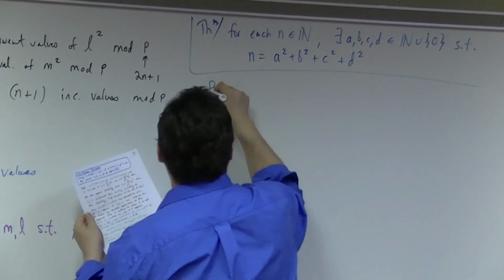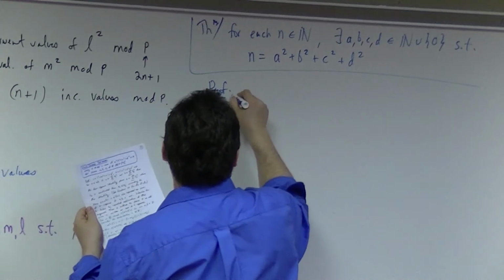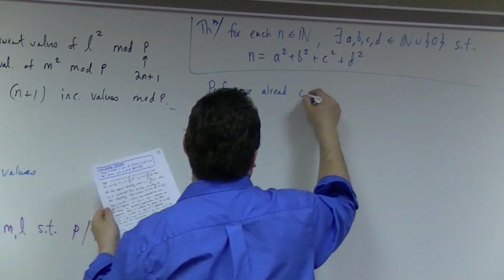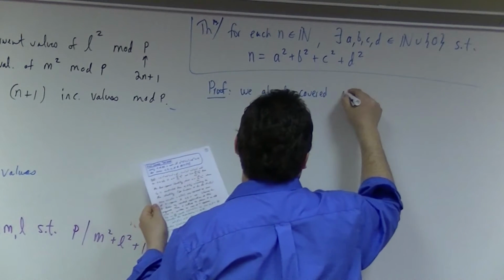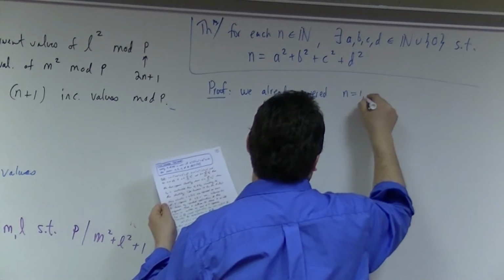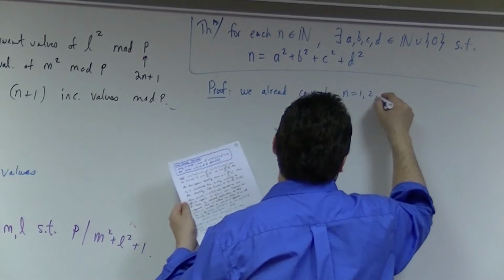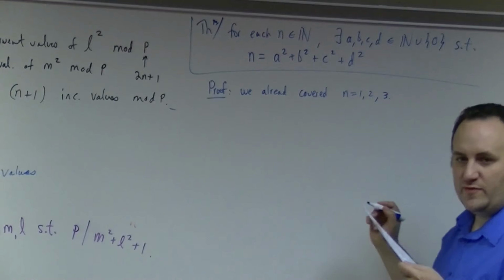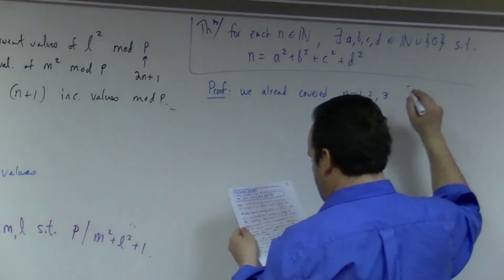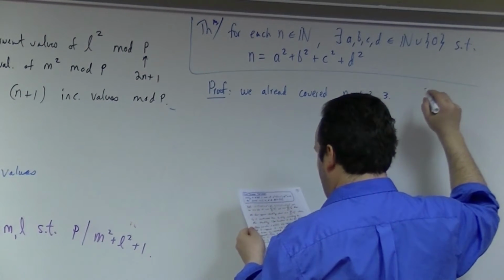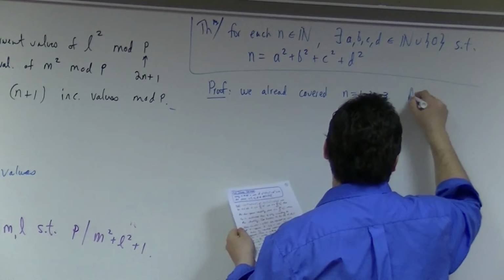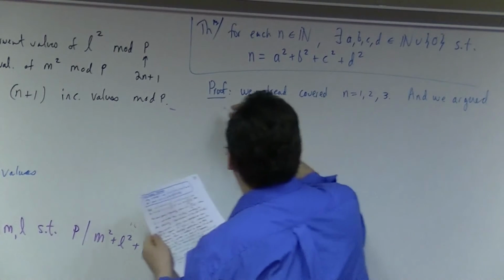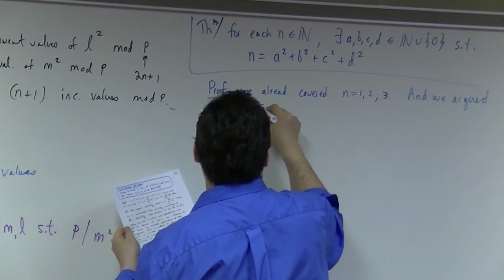So the proof, let's see, we already covered n equals 1, 2, and we even did 3, not that we needed to do 3. That's covered by the more general argument here. And we showed, and we argued, by the four-square identity.